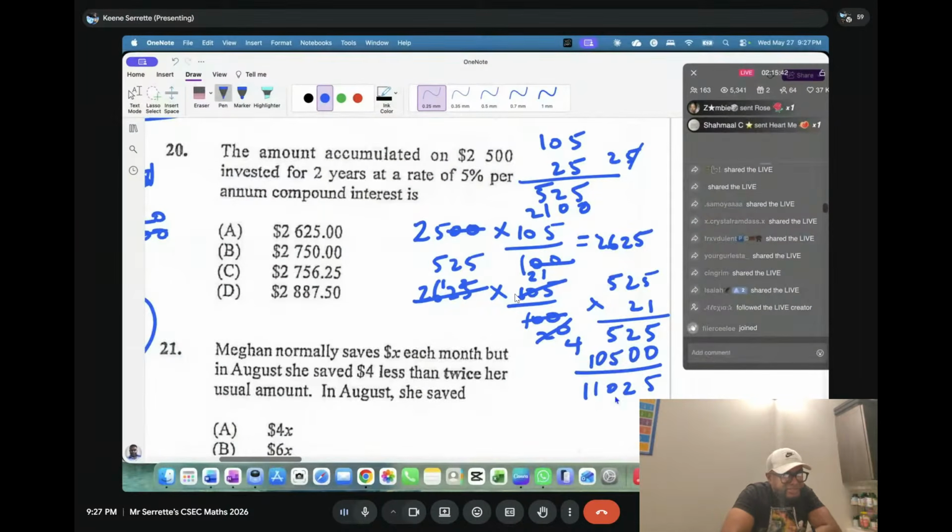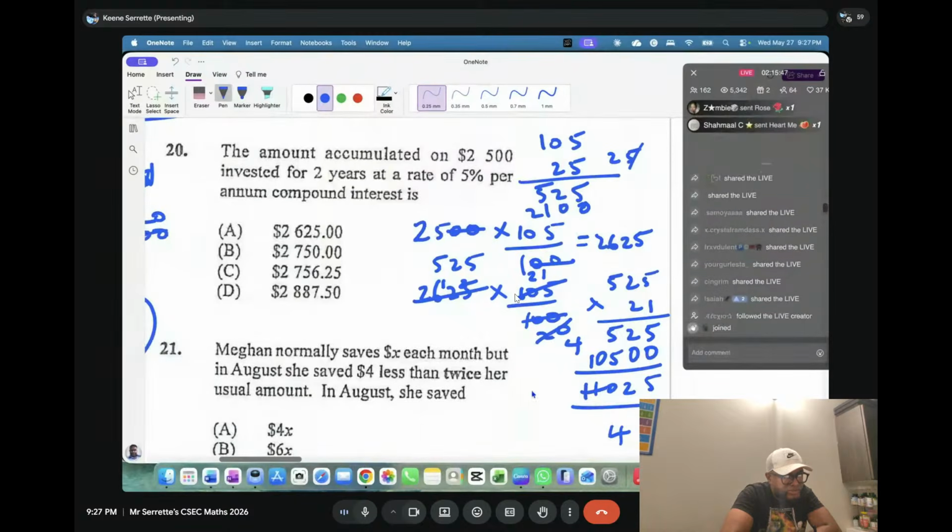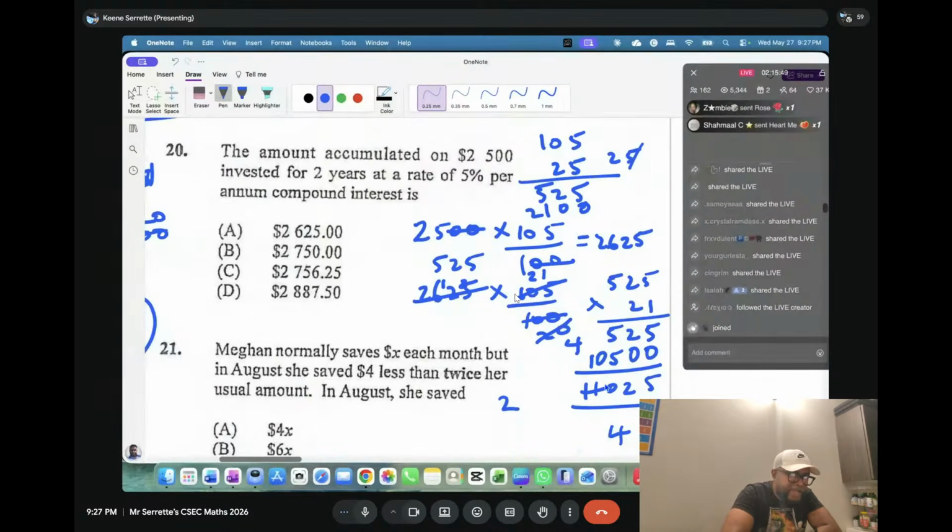And then you have to divide this by 4. So there you go. 4 into 11 would be 2. Remainder 3. 4 into 30 is 7. Remainder 2. 4 into 22 is 5. Remainder 2. 4 into 25 is 6. Remainder 1. So it's 2756 and a quarter. A quarter is 0.25.